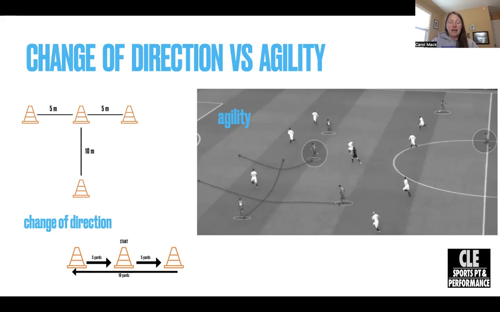It's that cognitive reaction time, and there's a stimulus there of the ball and the play developing, and they're reacting to that, versus simply starting on the sideline, sprinting to a cone and side shuffling to some other cones. Again, both have a role in training, but when we're talking about agility, we need to know what we're talking about. It's more game-like.